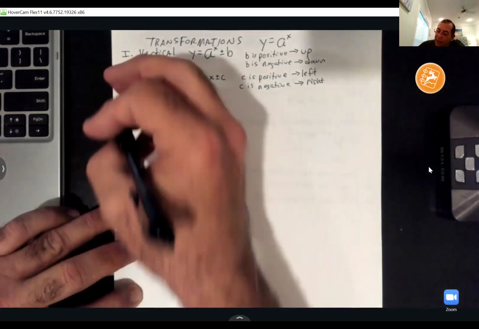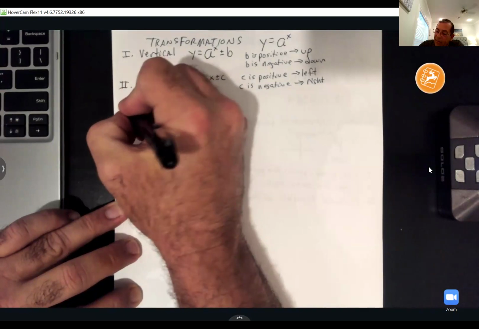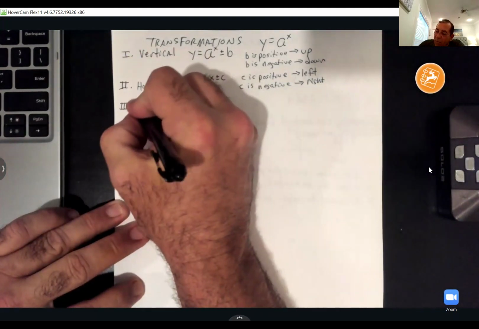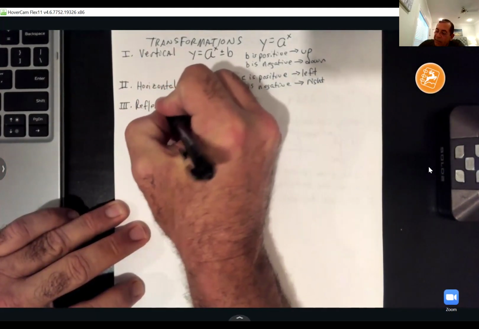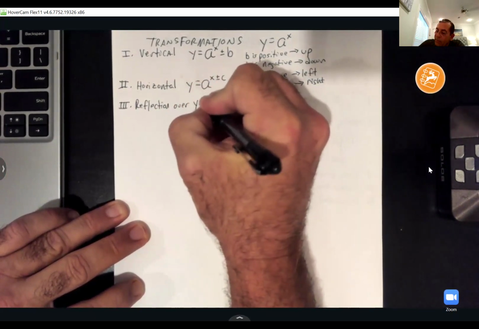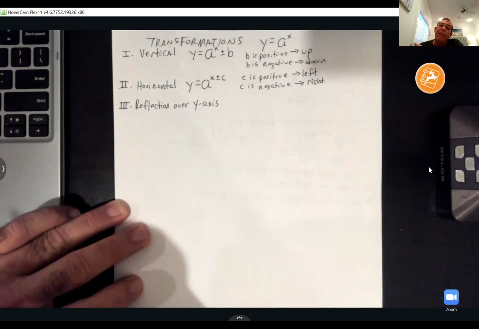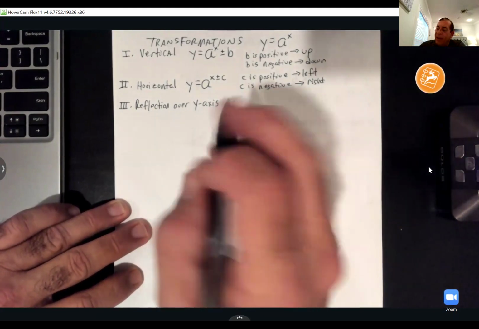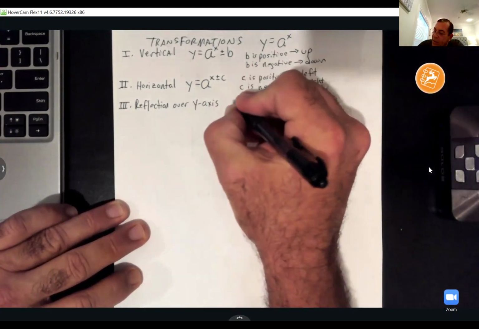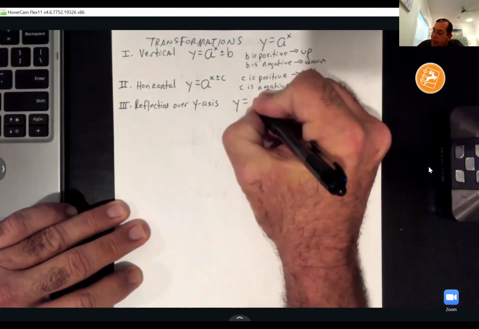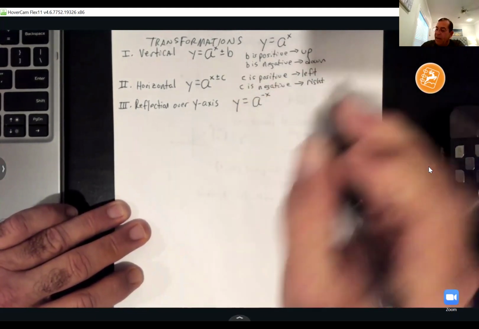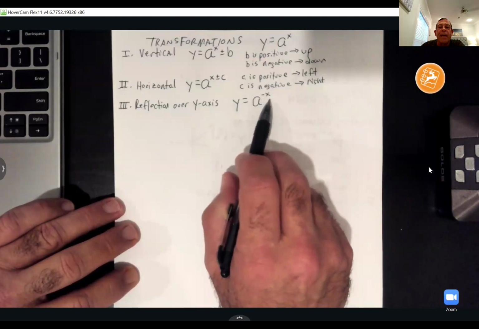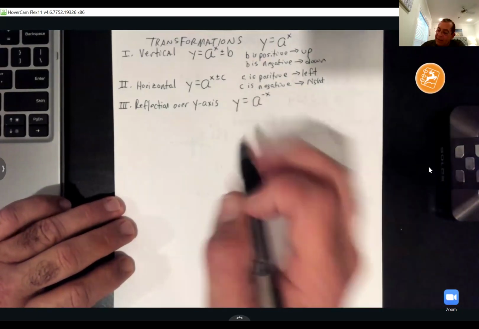Okay? Now, the only other move in this section is a reflection over the y-axis. Remember, in 7-2, we reflected over the x-axis. So we're going to reflect over the y-axis. And to make a graph reflect over the y-axis, we'll have y equals a to the negative x. I changed the exponent to negative. It reflects my graph over the y-axis.